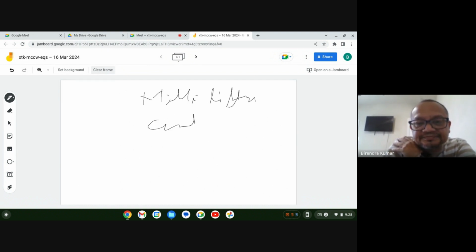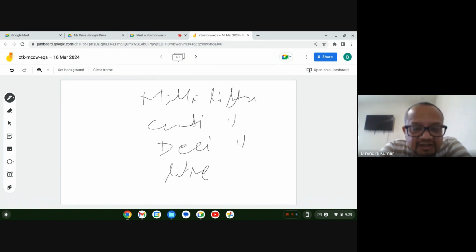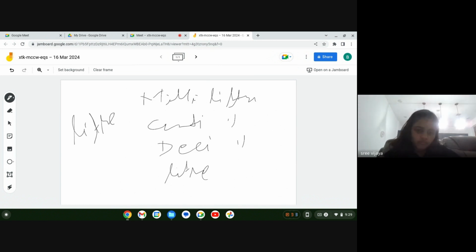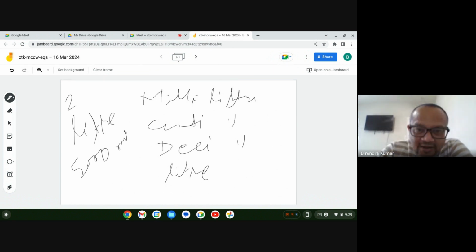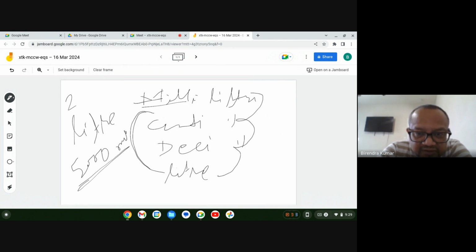Milliliter, centiliter, deciliter, and liter. I'm not going beyond that. My question is, how many liters are there in 5,000 milliliters? Now, when we are going backward, we are multiplying by 10. Here the question is, I have something in milliliters, I have to convert that into liters, meaning I have to move forward.